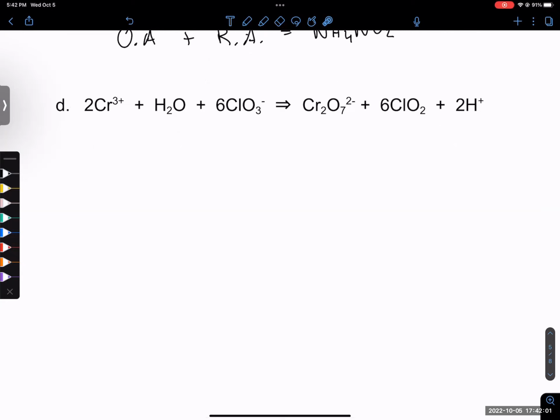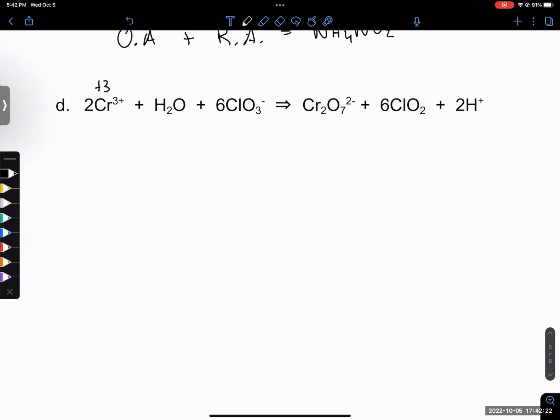So what is the chromium by itself, right? So it's in its natural state, right? What's the oxidation number? Three? Wait, chromium's natural state? Zero. He's trying to trick you.